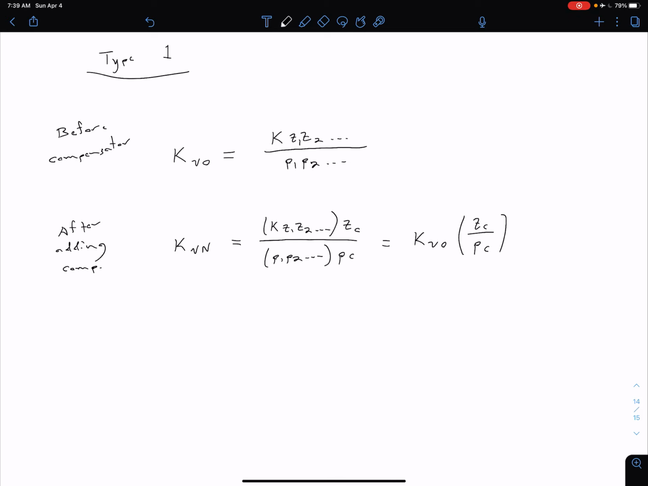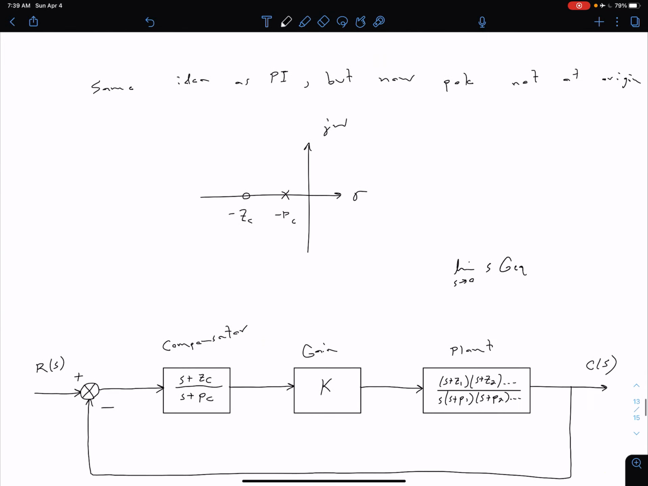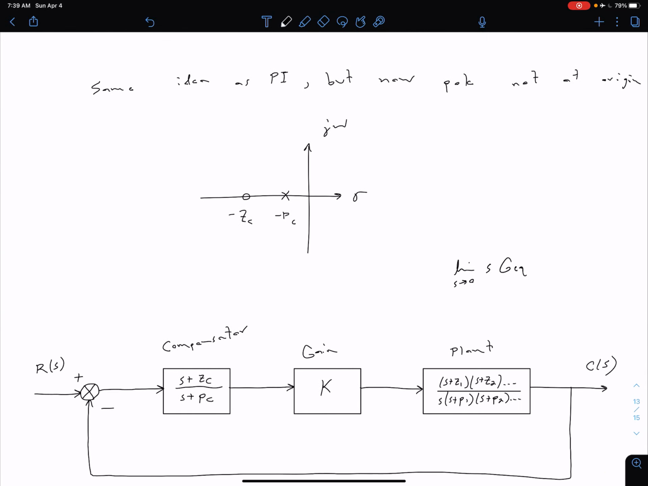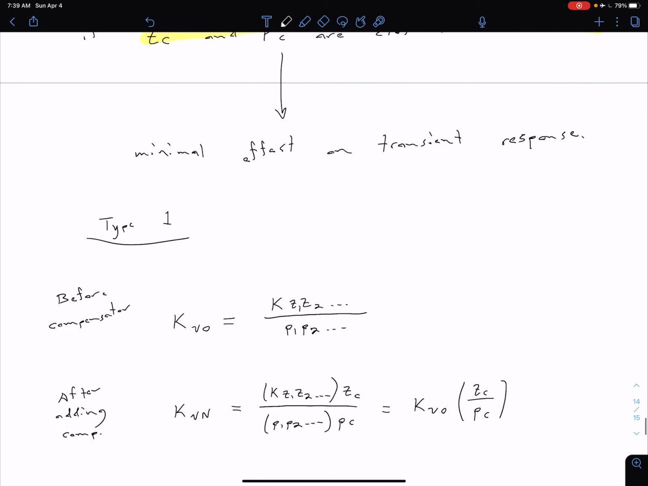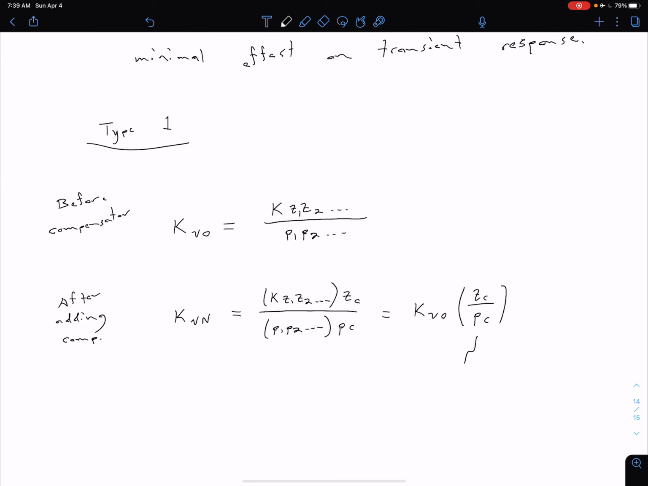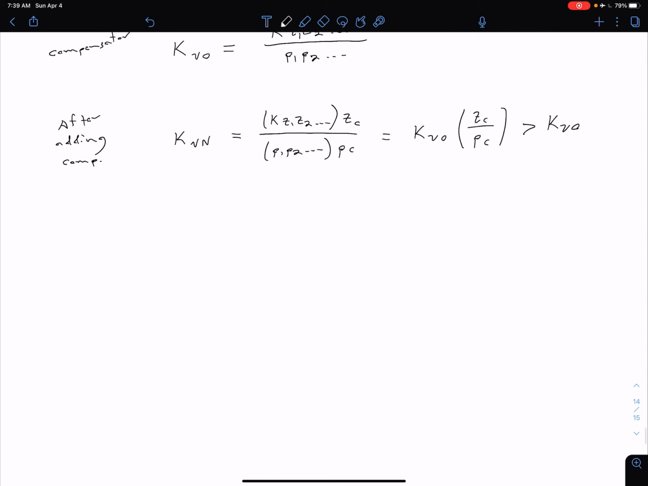And so, of course, as we saw from this initial diagram, our zero is further to the left, which means that this value of ZC, positive ZC, is going to be greater than PC. So this ratio here is going to be greater than 1, which means that this is going to be an increase in our static error constant value. So if we think back to our steady state error, we know that increasing KV is what we want to do.